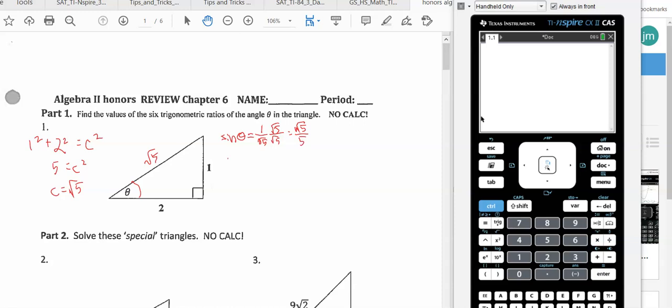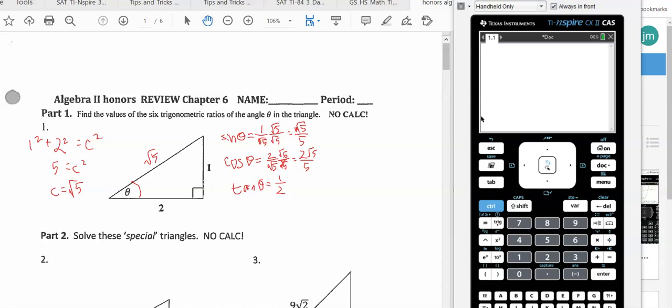And cosine of theta equals 2 over square root of 5. Very similar. Multiply by square root of 5 over square root of 5. You get 2 square root of 5 over 5. And then tangent of theta is opposite over adjacent. There you go.